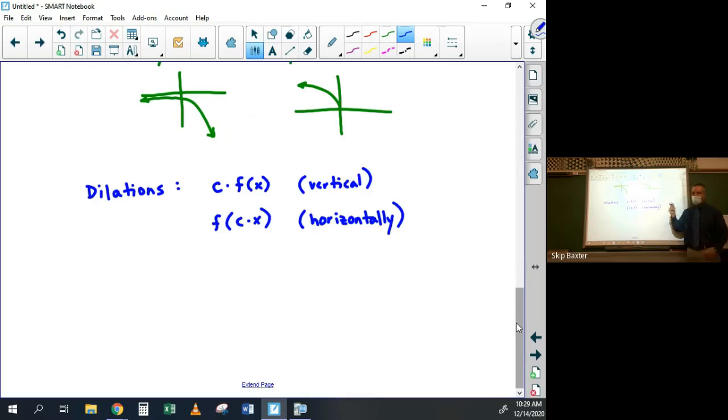And remember, with the horizontal dilations, again, it's opposite. So if it's a small number, it actually stretches it. And if it's a big number, it shrinks it down. Vertical, it's just how you would expect. Big number stretches it, small number shrinks it.